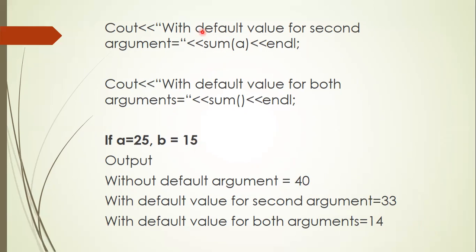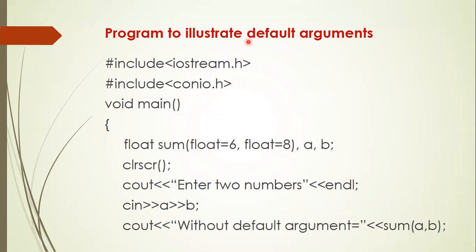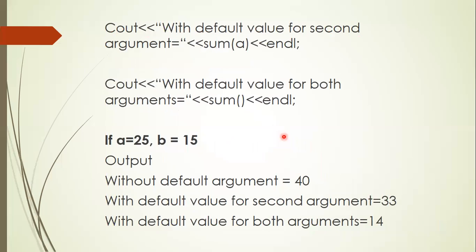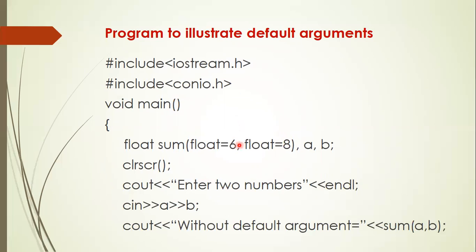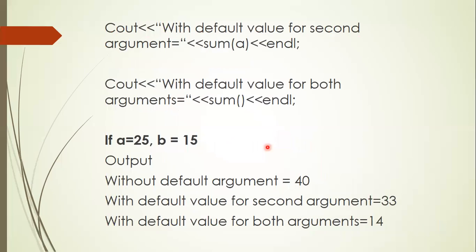The second example here, with default value for the second argument, sum A, meaning only A it will take the original value. What is the value for A? 25. B is missing, meaning B makes use of the value 8. So what happens is here A value will be 25 and B value will be 8. It becomes 33. The next example, with the default value for both the arguments, you are calling the function sum, meaning no arguments are there. In that case, for both A and B, it makes use of the default value. The default value for A is 6. The default value for B is 8, meaning it becomes 6 plus 8, it becomes 14.